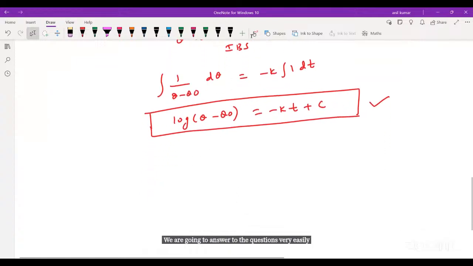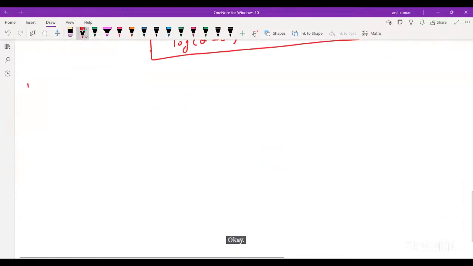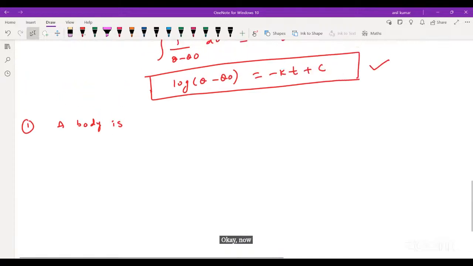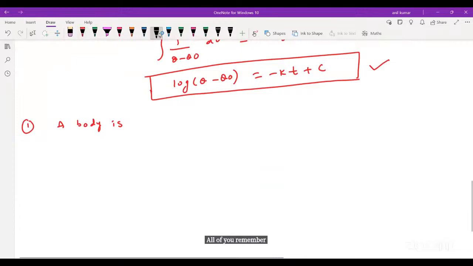Here we are going to solve one problem. Okay. Dear students, I'm starting the problems. Now, by using the formula log theta minus theta naught equal to minus kT plus C. And the most important thing, all of you remember, here I already said logarithms are two types. One is base 10 and another one is base E. Here we are using the base E, exponential. Okay, now this is called natural logarithm or Neperian logarithm.